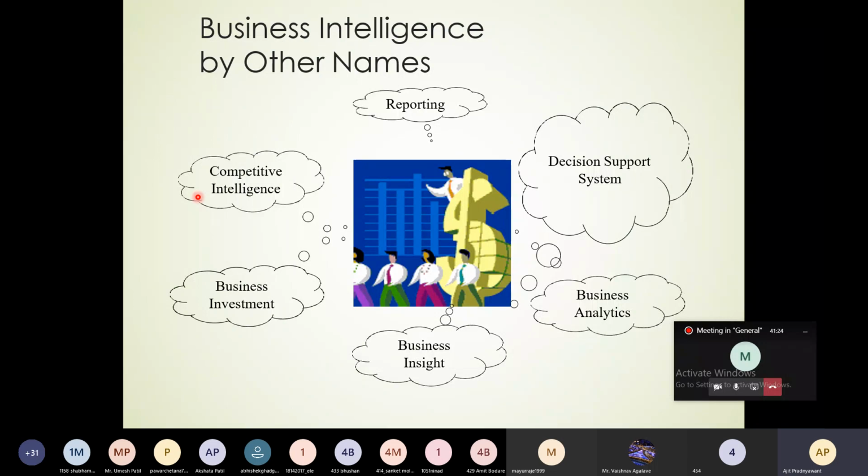They are used for different purposes to look at the business insights. They are called business intelligence insights. If you go for the analysis of the business, it is called business analytics. If you go for decision making, it is called decision support system. So all these terms are used in business intelligence.